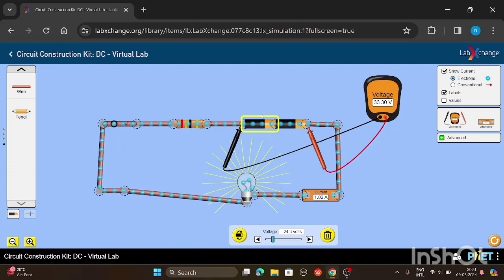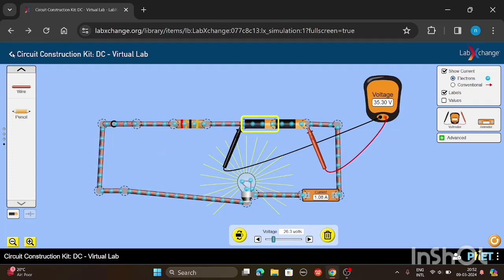So basically, what is voltage? Voltage is the amount of energy which is consumed to drive the electrons. So if you are increasing the resistance in the circuit, then you have to increase the voltage also, because that voltage will drive the electrons. If I increase the voltage, then the current will again start to increase. So that is Ohm's law.